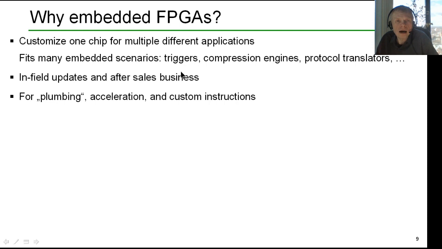For example, if you have a sensor, you may want to implement a dedicated trigger. Or you may have different signals that require different compression engines. You may have different protocols depending on what peripherals you attach, and FPGAs allow you to build corresponding programmable translators for those.